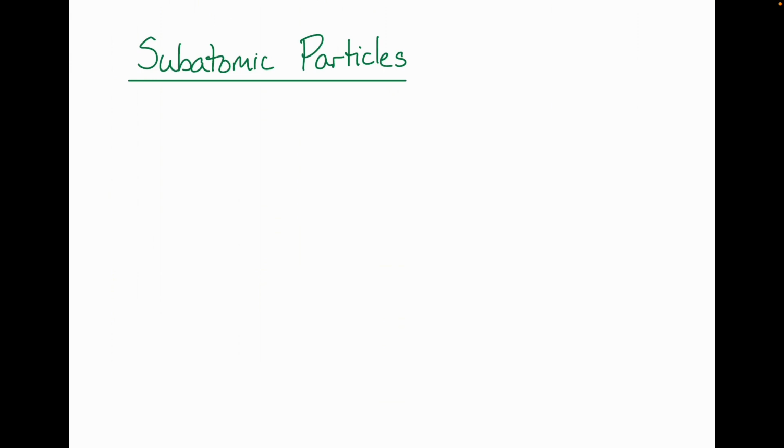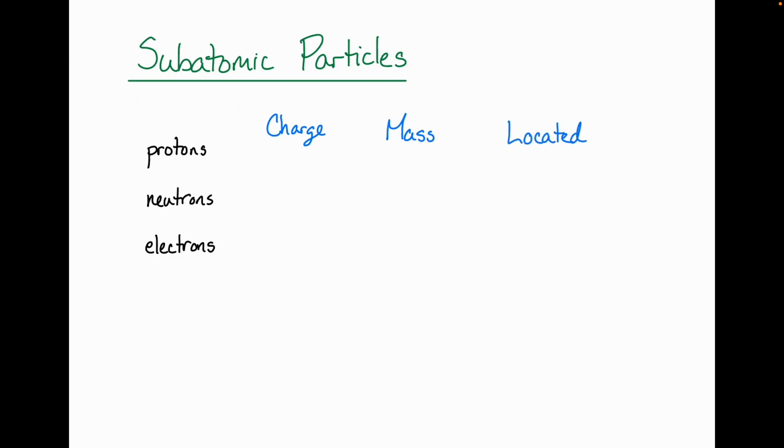Okay? It turns out that an atom is made up of three subatomic particles. We have protons, neutrons, and electrons. All right, so when you're talking about an atom, you're really talking about a collection of these three subatomic particles. All right, and they differ in some major ways here. So first of all, the charge of these particles. They have different masses. And finally, where in the atom they're located.